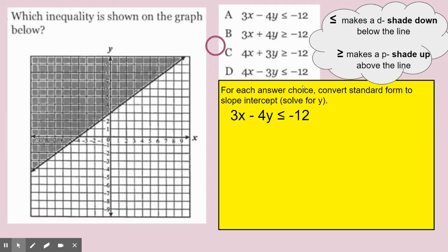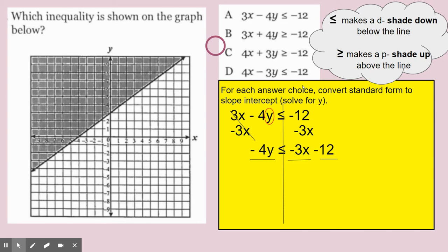Answer choice A says 3x minus 4y is less than or equal to negative 12. So the first step to solve for y is to circle the y and draw a line through the inequality. The next step is to move the 3x over to the right side, so you're going to subtract 3x from both sides. 3x minus 3x cancels, and you get negative 4y less than or equal to negative 3x minus 12.